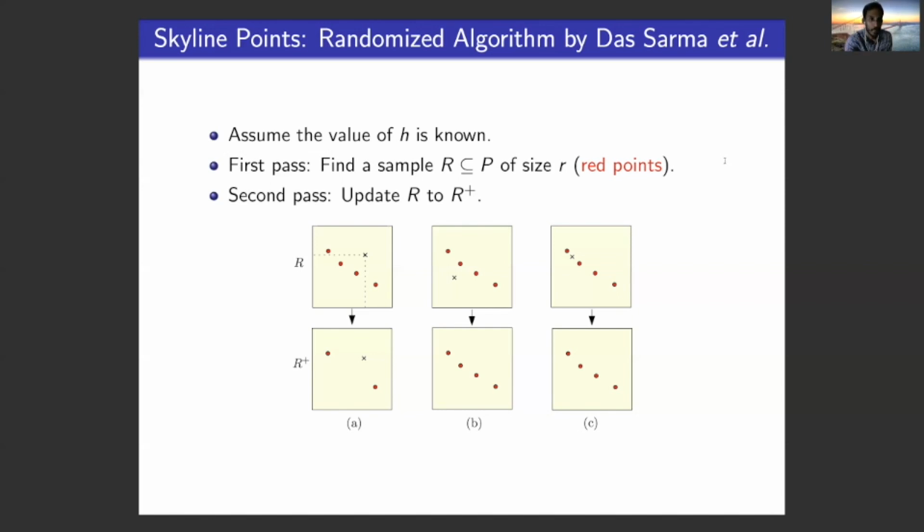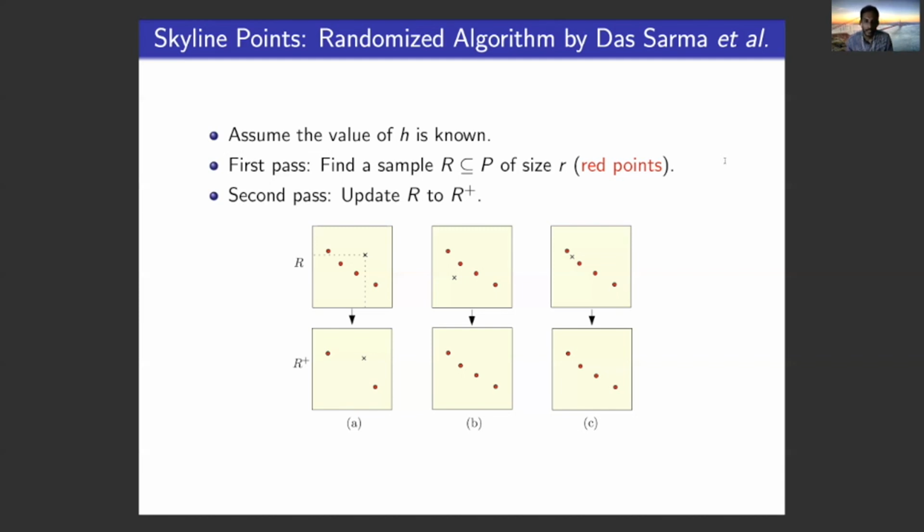So now in the second pass, some point, shown as a cross, has arrived, and it actually dominates 2 points in our set R. So then what do we do? We just discard these 2 red points and then add this cross into our memory, right? And what we get is what is shown in the bottom figure, where the remaining 2 red points survive and this cross also survives, and the algorithm proceeds.